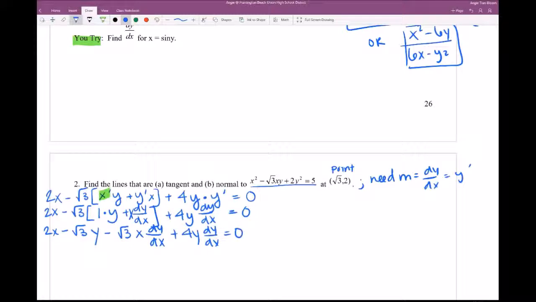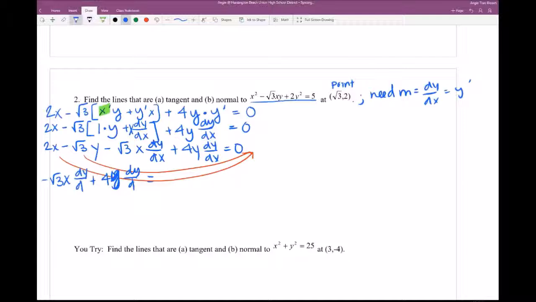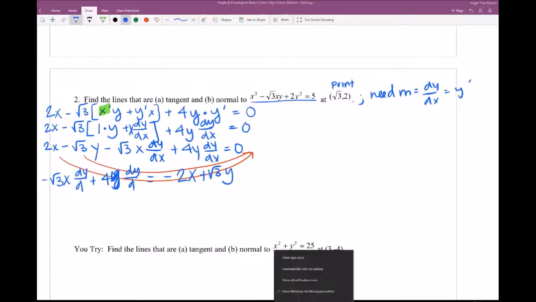to 0. Then from here, I'm going to move everything that's not dy/dx. So that means this is going to go over here, and also this is going to go over here. So with that said, I will now have a negative radical 3x dy/dx plus 4y dy/dx. Okay, if I move the 2x over, it's now negative 2x. If I move the negative radical 3y over, it's now a positive radical 3y.